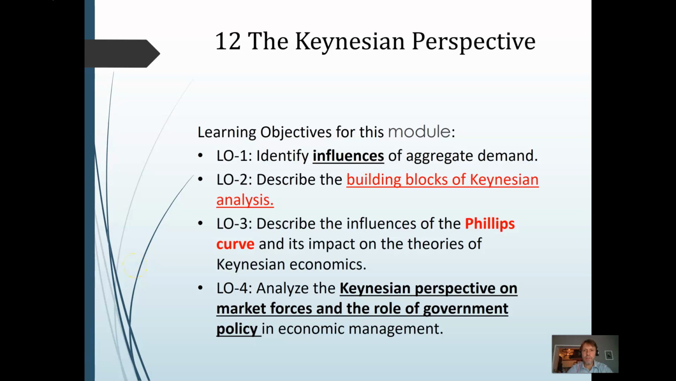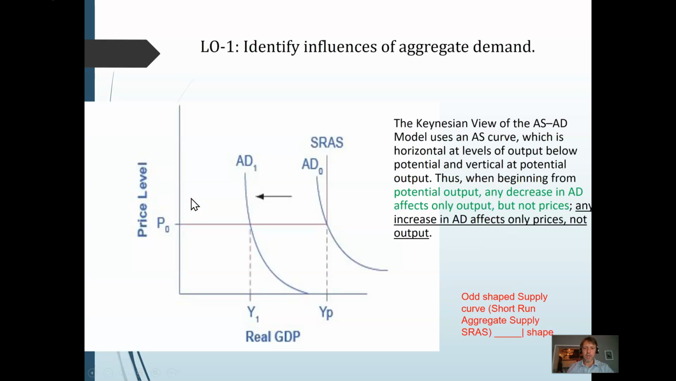Welcome to Chapter 12, the Keynesian Perspective for Macroeconomics. We're going to look at things that influence aggregate demand. We'll talk a little bit about the building blocks of Keynesian analysis, something called the Phillips curve, and then look at how the Keynesian perspective on market forces talks about what the role of government should be to address those market forces. On this slide, I would encourage you to pause the play and just read through it.